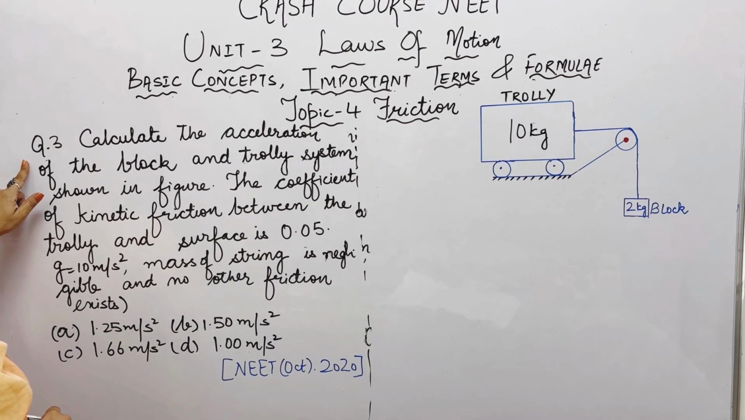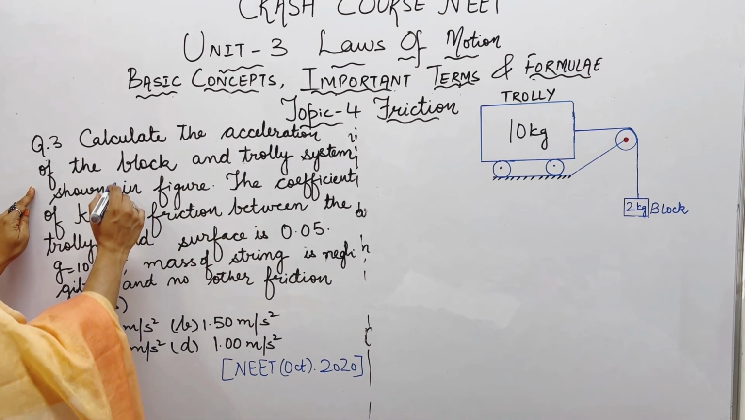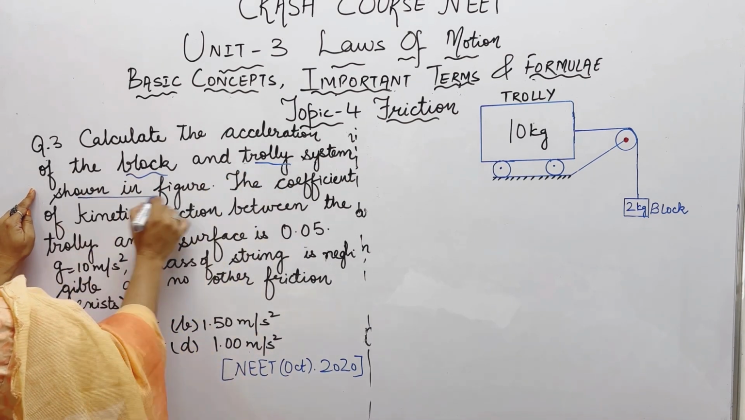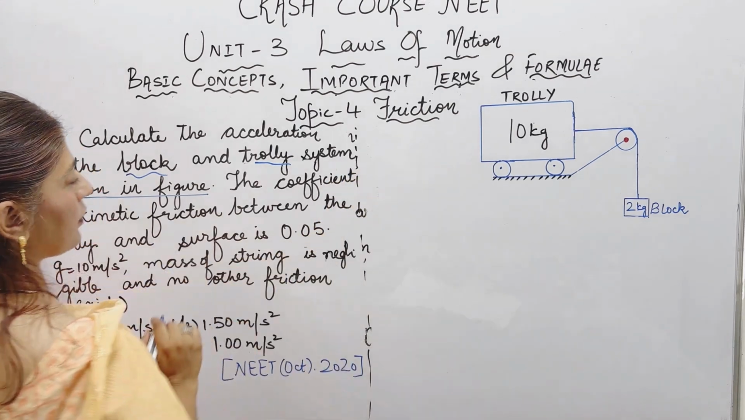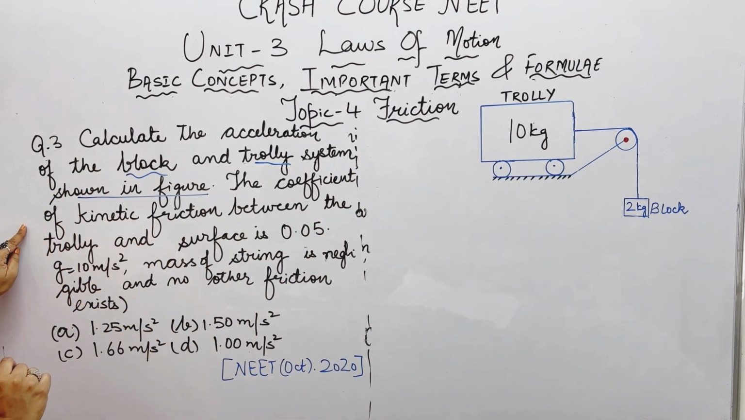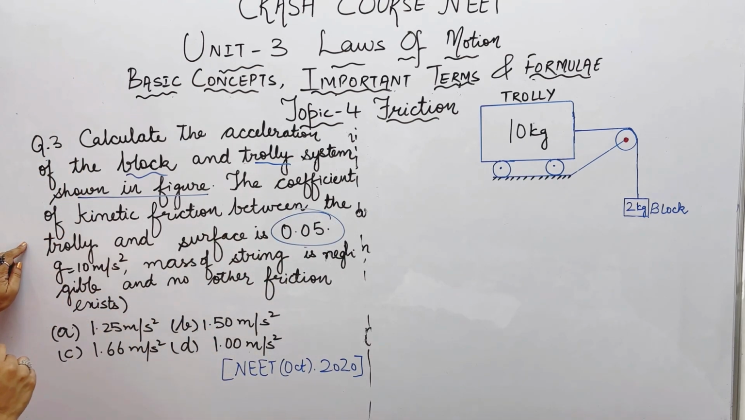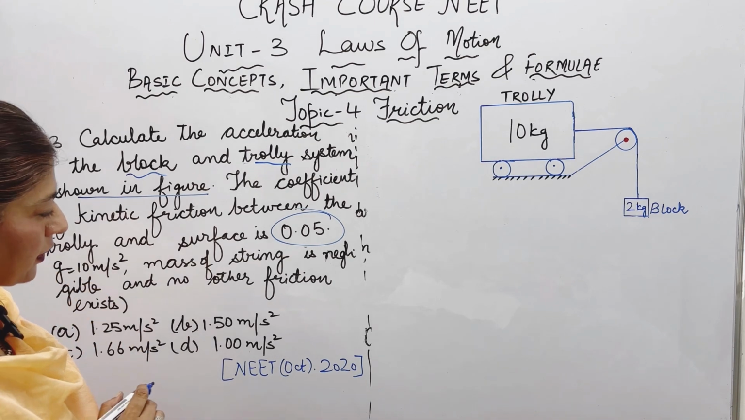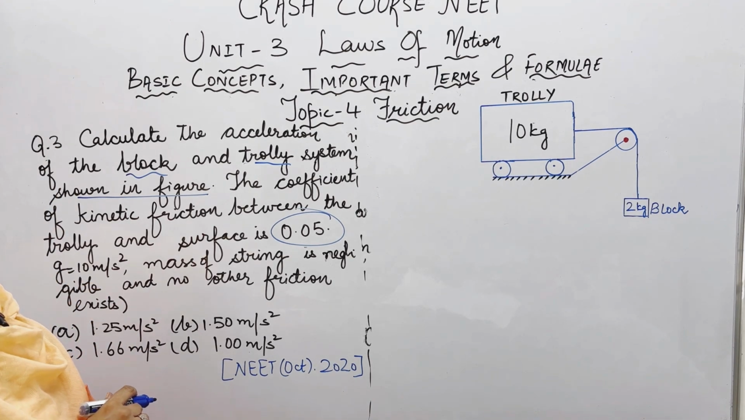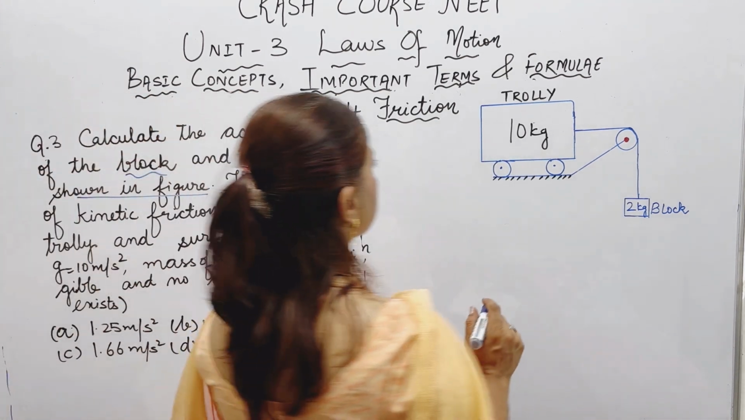Now let us see the third question. Calculate the acceleration of the block and the trolley system shown in the figure. This is the figure given in the question. The coefficient of kinetic friction between the trolley and the surface is 0.05. G is to be taken 10 meter per second square. Mass of the string is negligible and no other friction exists. These are the options given, and this question has come in the NEET October 2020. So now look at the solution of this question.